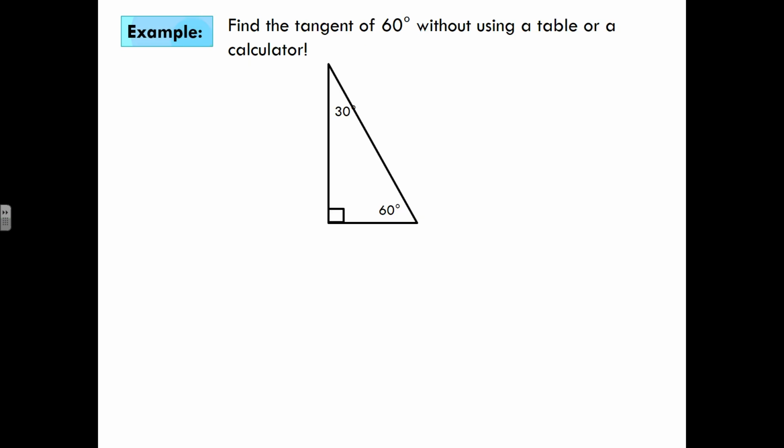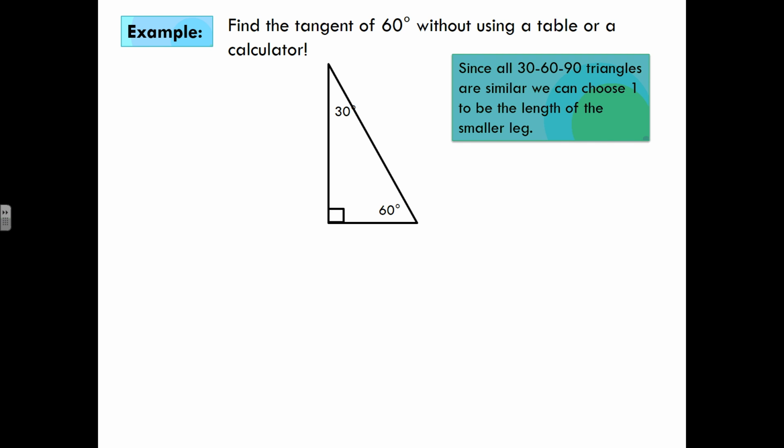Next one. We can actually calculate the sine, cosine, and tangent for angles using the 30, 60, 90 triangle without a table or without a calculator. That's because we actually know the relationship in a 30, 60, 90 triangle for the three sides. It's x, 2x, and x root 3. But because all 30, 60, 90 triangles are similar, we can decide what we want x to be. So why don't we let x be 1?